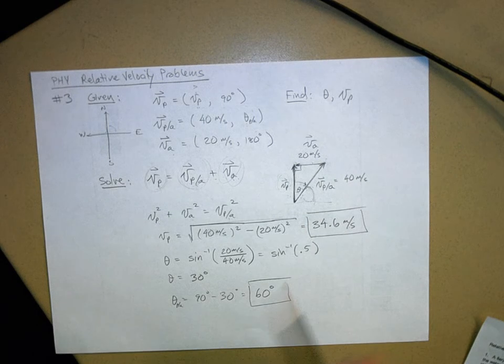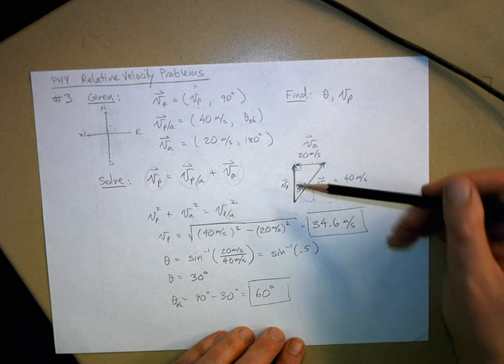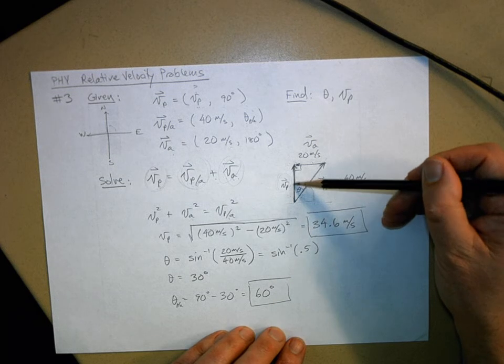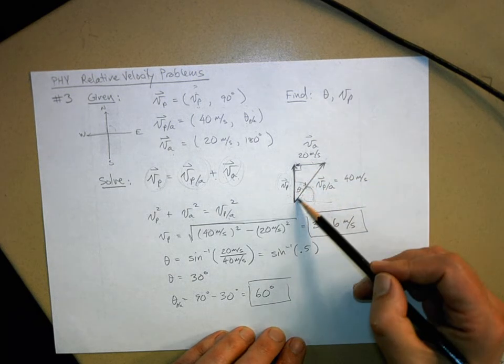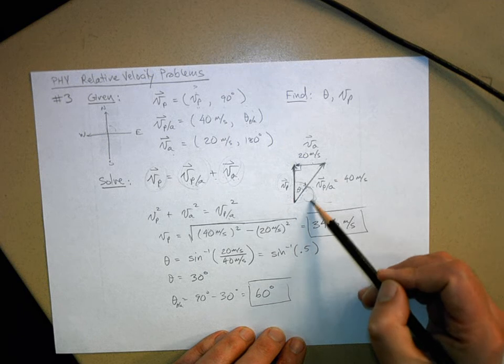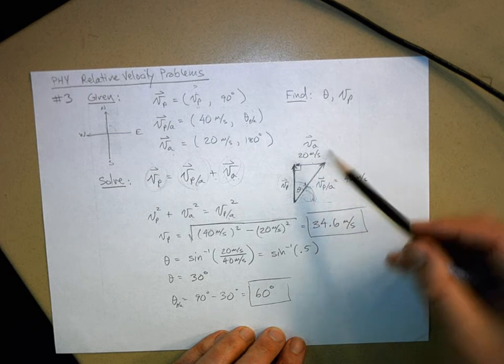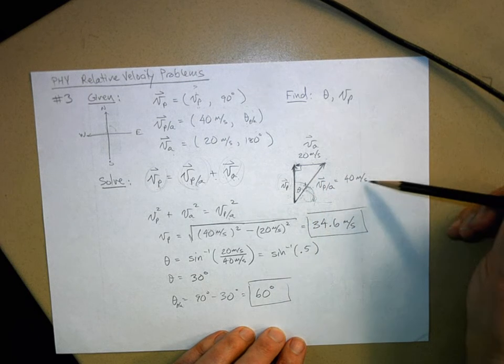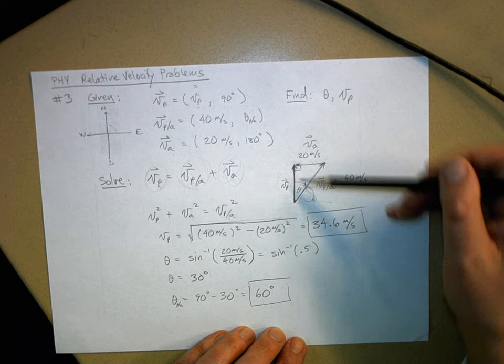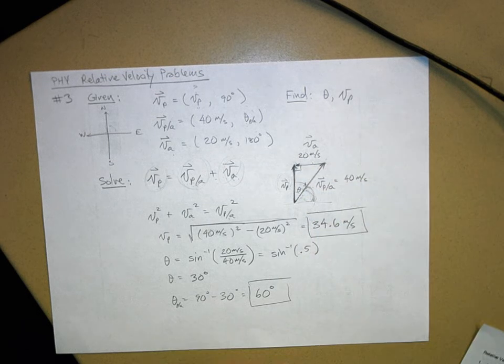So this is the angle I wanted, and this is the magnitude I wanted. In order for this airplane to go due north, it has to point into the wind at an angle of 60 degrees right here. And although the airplane is flying through the air at 40 meters per second, compared to the ground, it's only going 34.6 meters per second.